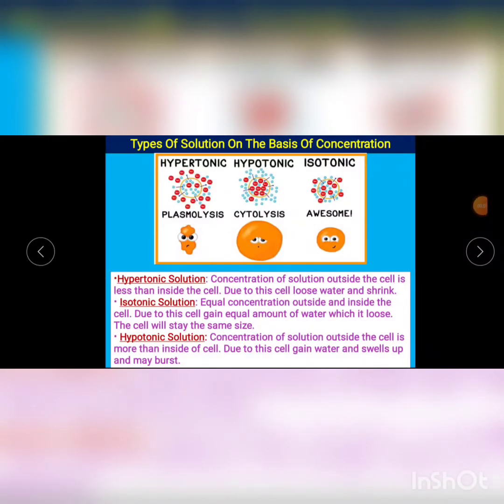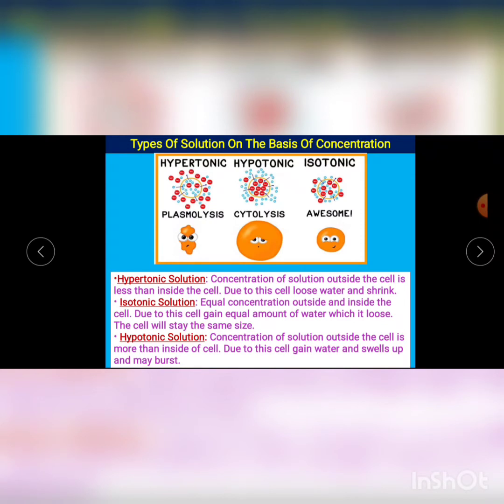Next we will discuss types of solution on the basis of concentration. On the basis of concentration, solutions can be of three types, that is hypertonic, hypotonic and isotonic. Here hyper means more, hypo means less and iso means same. And tonic stands for strength. So this is also called tonicity. And let's discuss what happens in hypertonic, hypotonic and isotonic solutions.